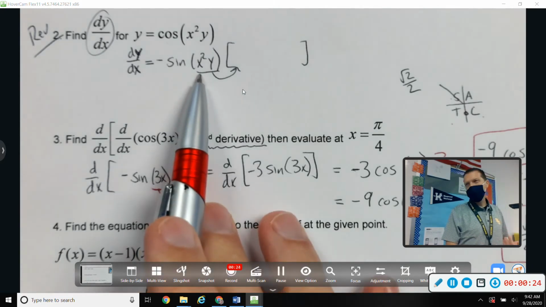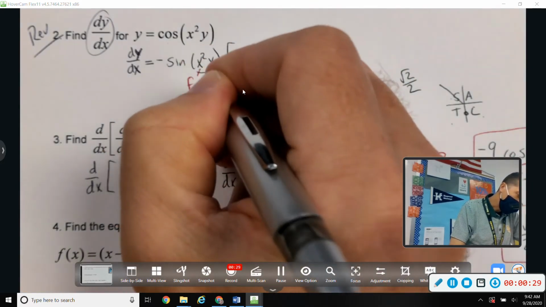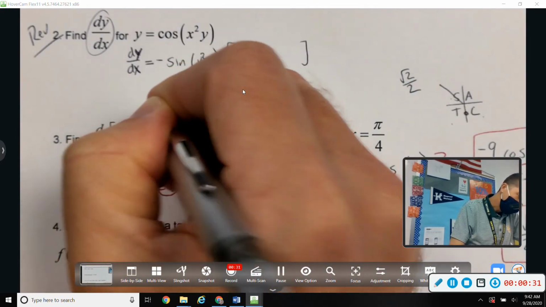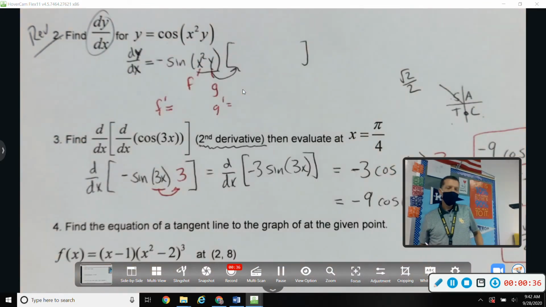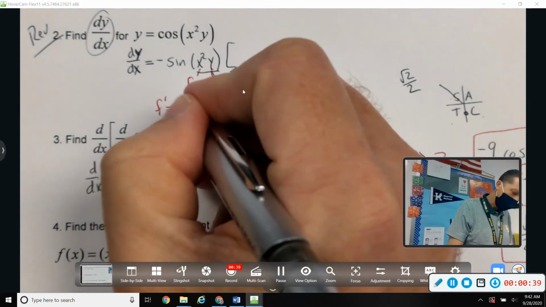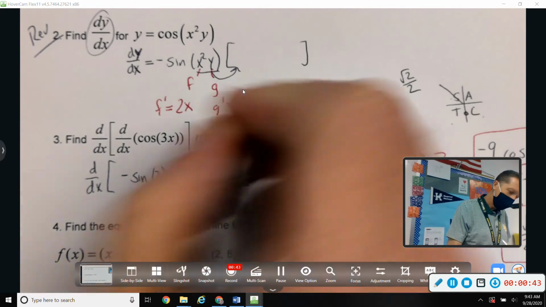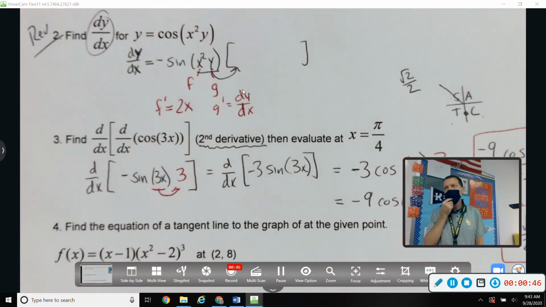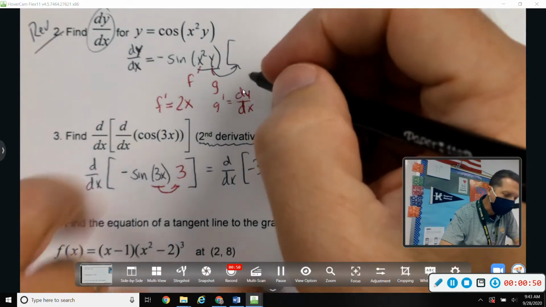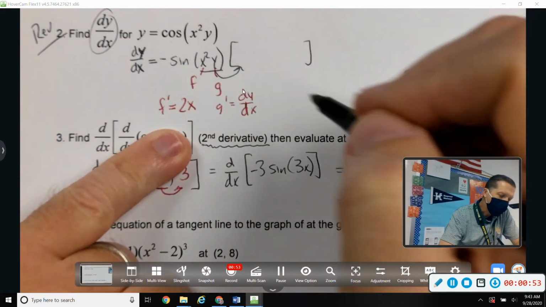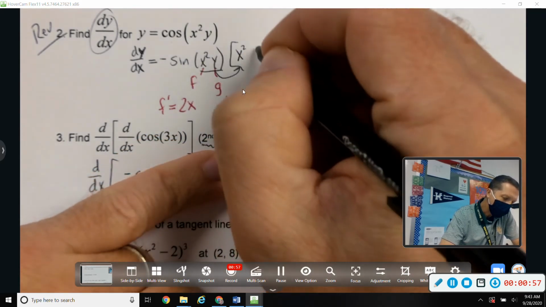Again, sometimes I'll product rule in place. Other times, if it looks more complicated, I'll take the time to label things and slow it down a little bit. So f prime is 2x, g prime is dy dx. And maybe you're good enough to do this one in place, but that just looks like a lot of stuff going on.